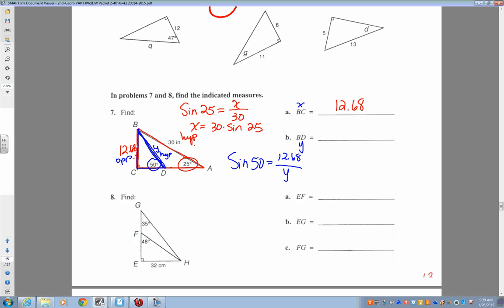The variable now is where? Okay, so when it's on the bottom, we're now going to have to do what? Divide. So to show it, calculator ready, y equals 12.68 divided by sine of 50.